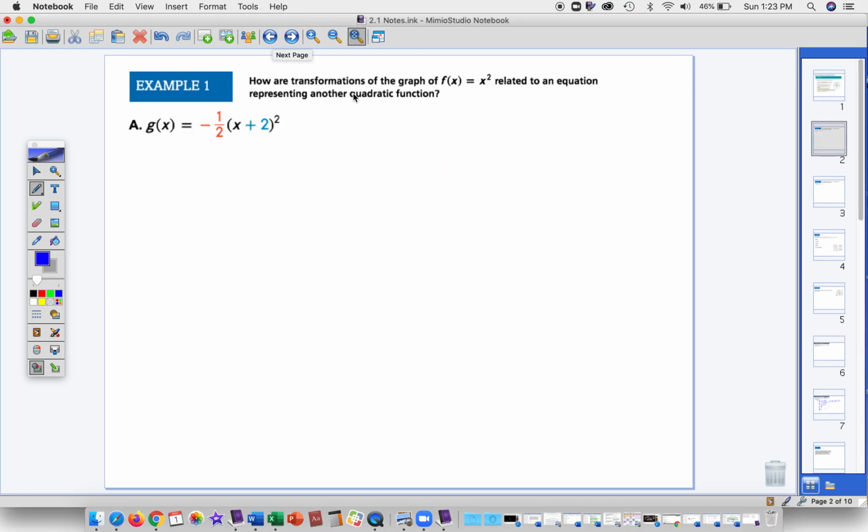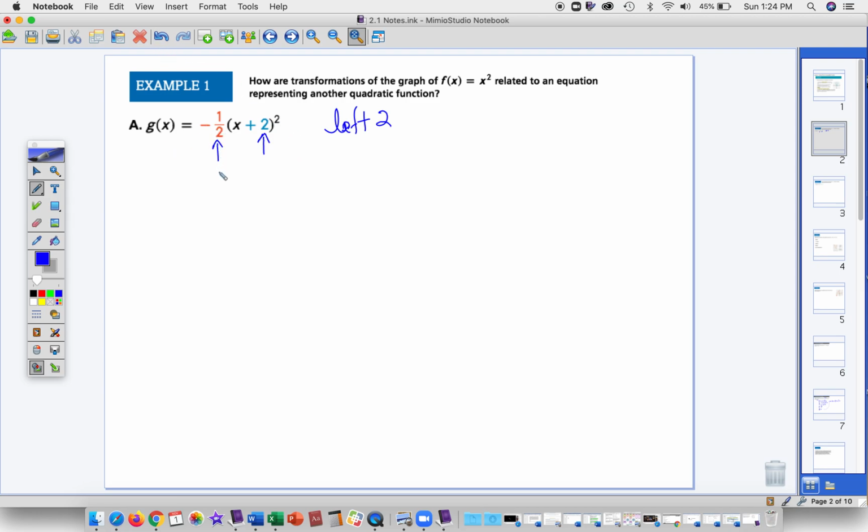So here, how are transformations of the graph of f of x equal to x squared related to an equation representing another quadratic function? Do you remember from our transformations what these numbers do to the graph? Okay, so if you're saying that this would shift it to the left, that's correct. Remember, horizontal shift is opposite of what we would think. Even though this is a plus 2, it's going to the left 2 units.